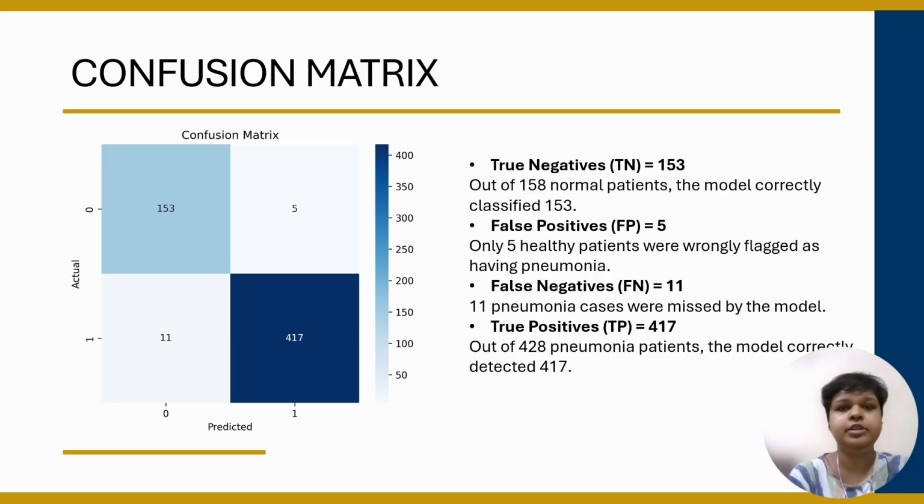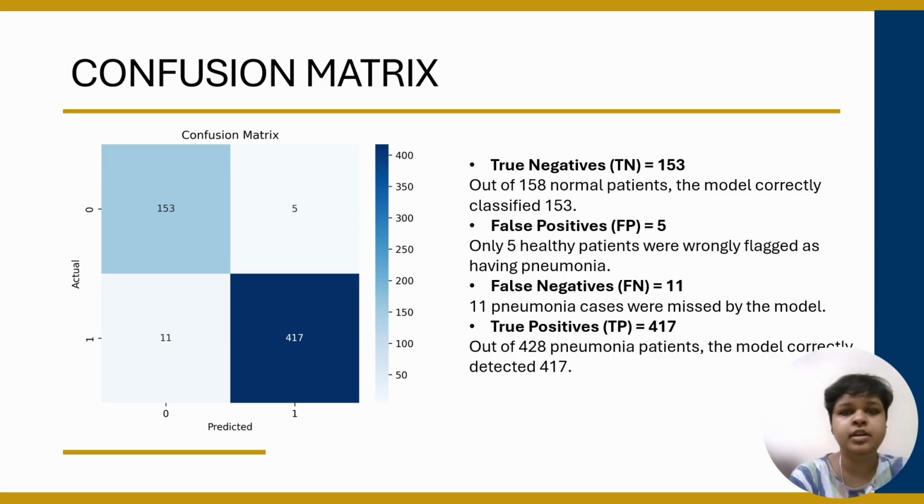So the confusion matrix shows that the model correctly classified 153 normal cases and 417 pneumonia cases. Only 5 healthy patients were incorrectly predicted as pneumonia, while 11 pneumonia cases were missed. This helps us understand not only the strengths of the model but also its limitations.